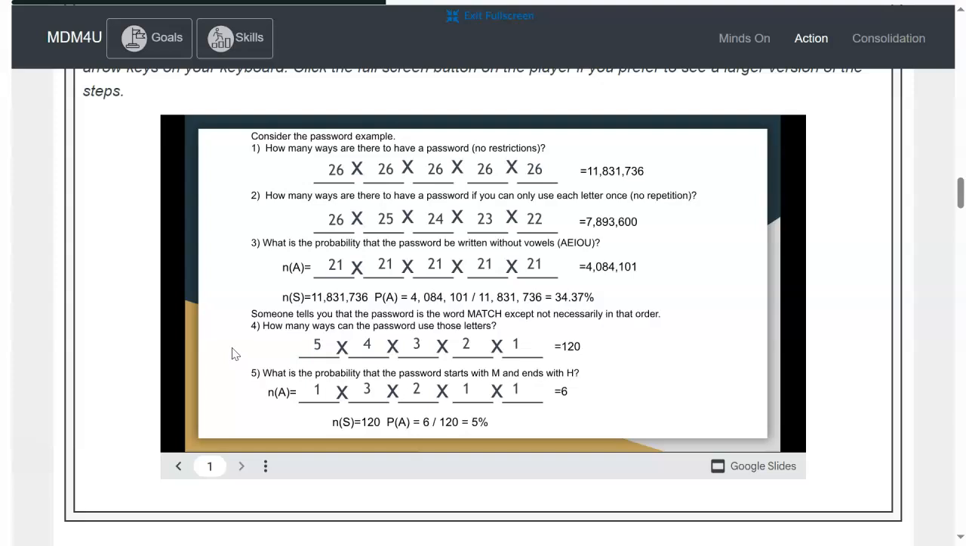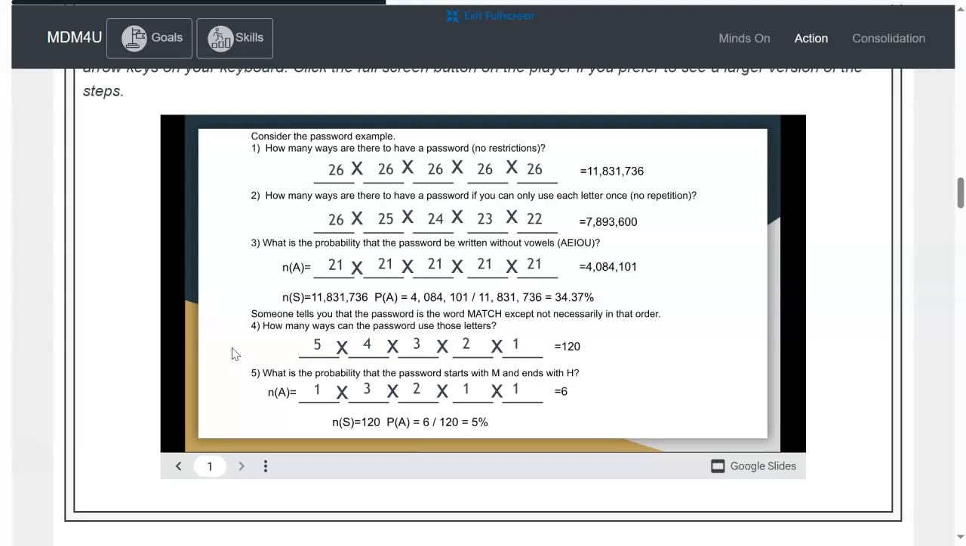If there's no repetition, then there's 26 options for the first letter, and then 25, because one letter's gone, then 24 for the third, then 23, and then 22. Note, it doesn't matter which way you fill these in. It'll turn out to be the same number.